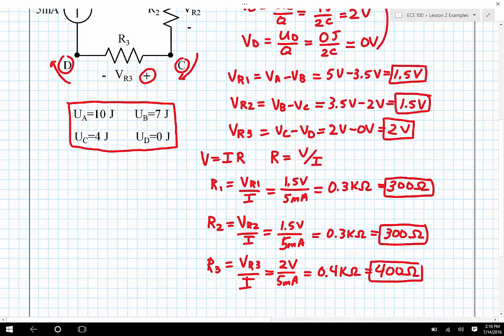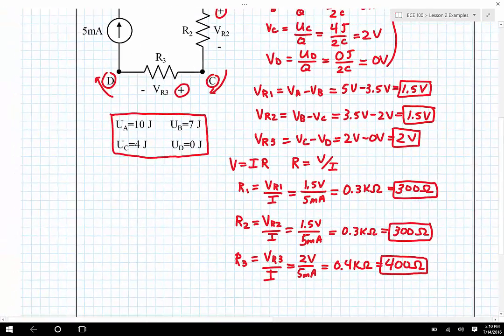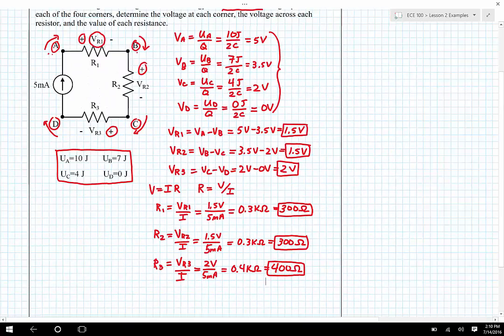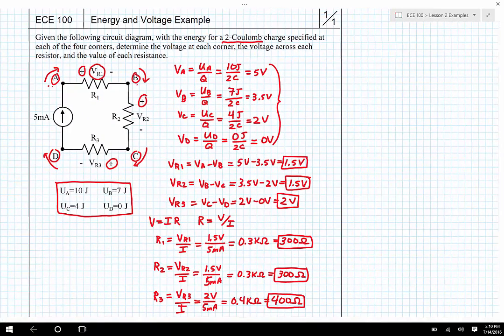So again, at the beginning, it might have seemed that we didn't have enough information to solve this entire problem, but as it turns out, we had enough information. Between the energies, the charge, and the amount of current that was flowing, we had enough information to solve the entire problem.